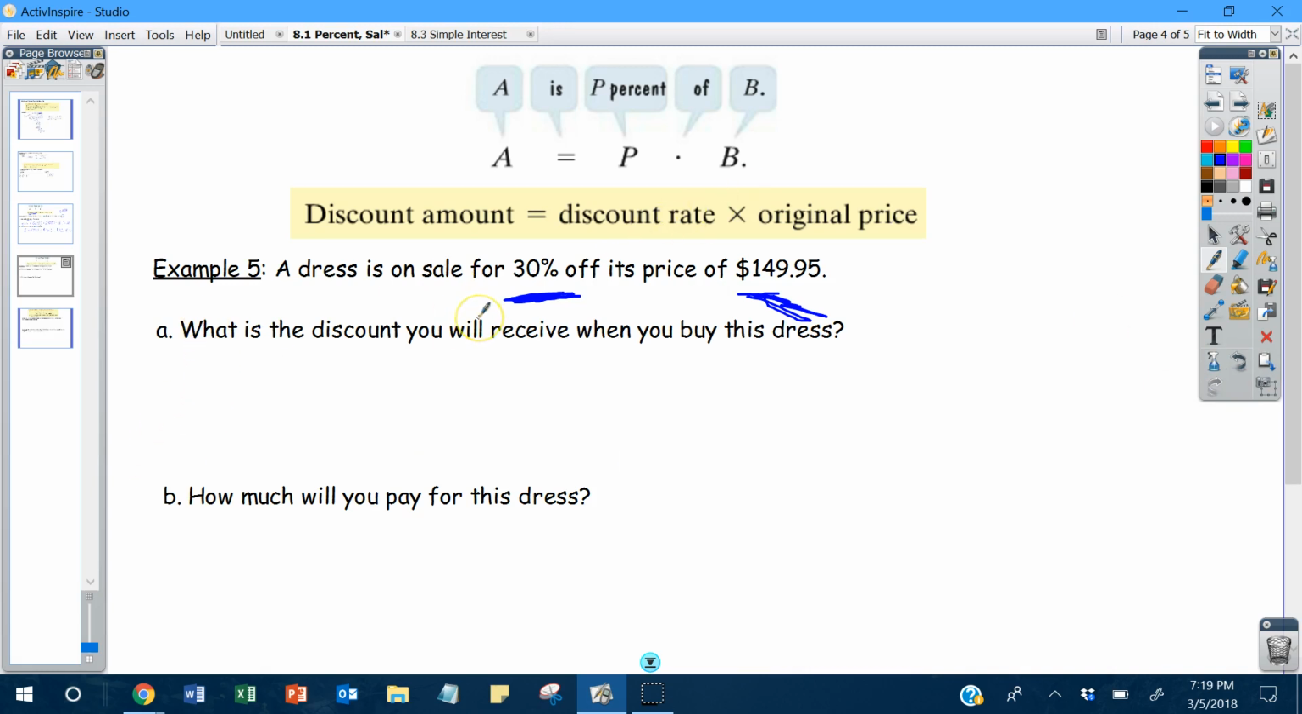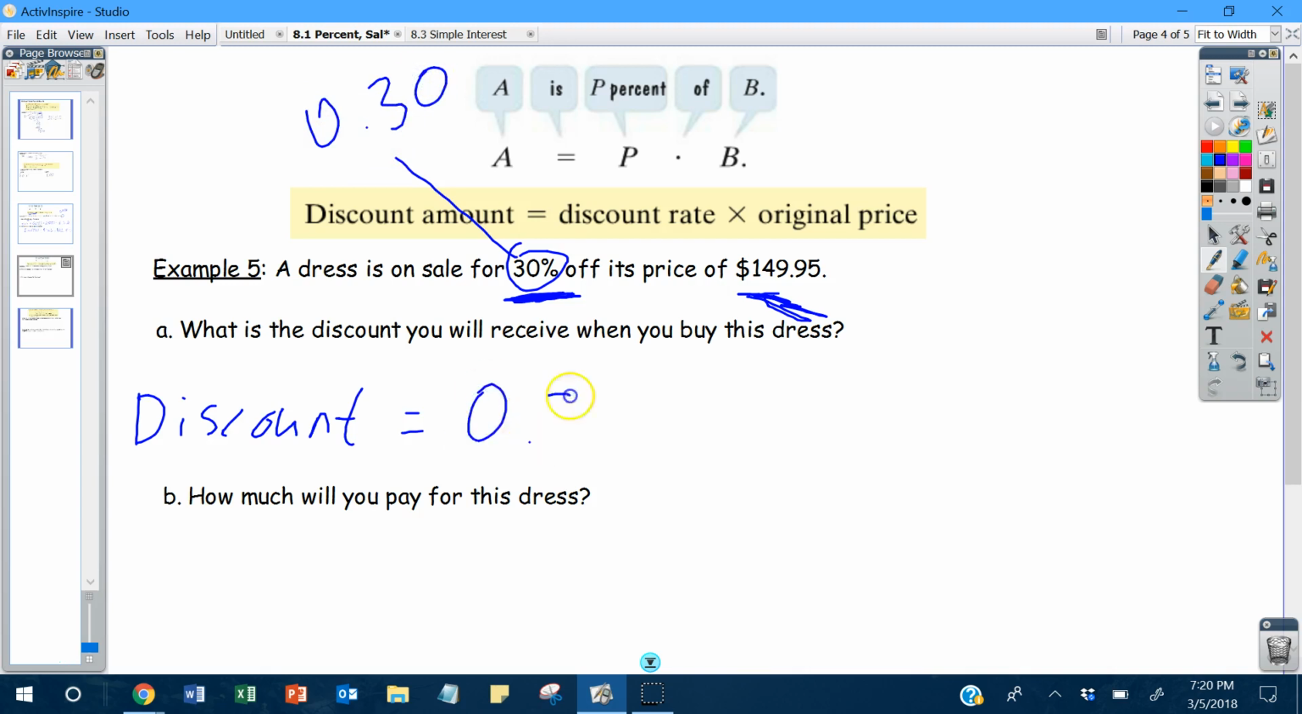And the question is divided into 2 parts again. The first part is, what is the discount you will receive when you buy this dress? So we're going to find the discount amount. Here's the rate. We want the actual amount. So how much money are you going to save is another way of phrasing this question. So I'm going to say that my discount is equal to the discount rate. Here's the 30%. I need to write this as a decimal. That's 0.30, times the original price, which is $149.95.